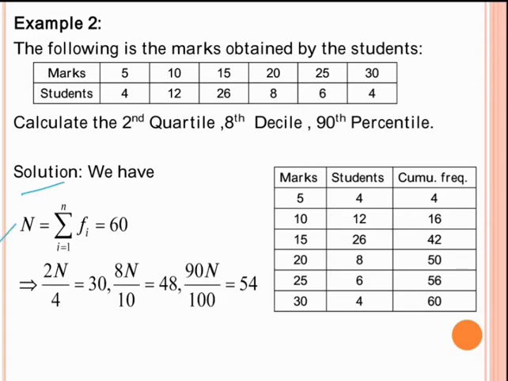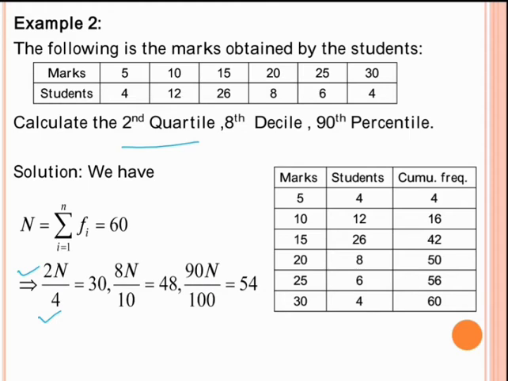So capital N is what? Summation of fi, and summation of fi means 60. Now for quartiles, deciles and percentiles, we will calculate using these types of equations. Okay, since it is the second quartile, the second quartile will be what? 2 into n by 4, which is equal to 30.